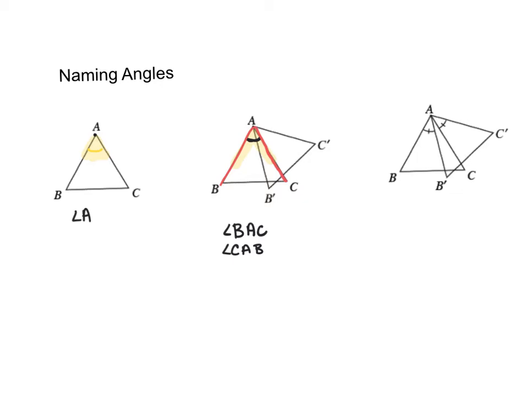Now in the third diagram, I have marked that the two angles are congruent. They have the arcs with the slash in them, which indicates that those two angles are congruent. Go ahead, take a minute using this naming convention. Which angle must be congruent to angle BAB'?